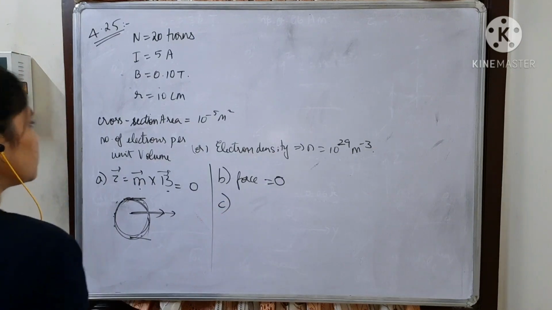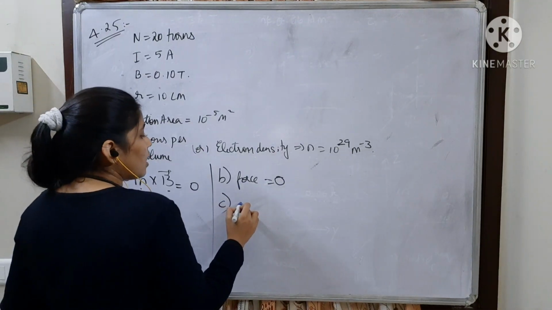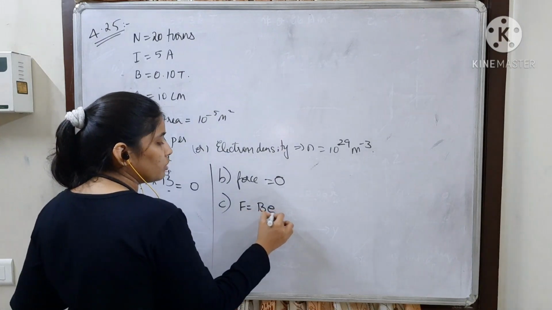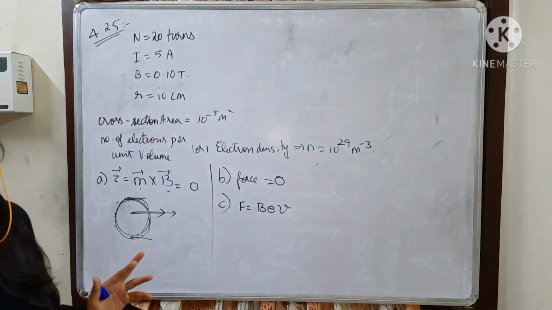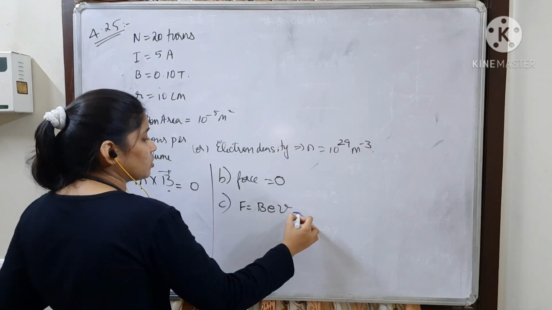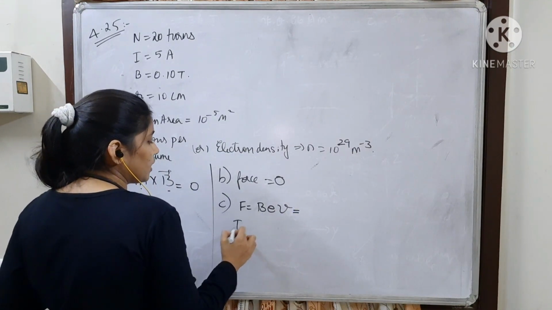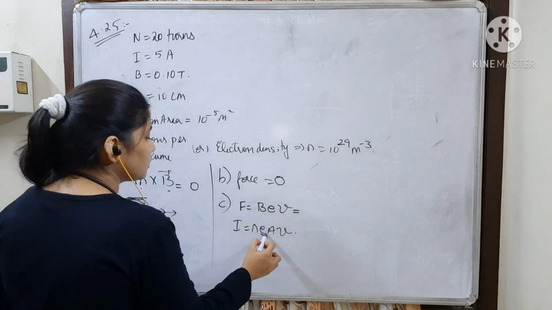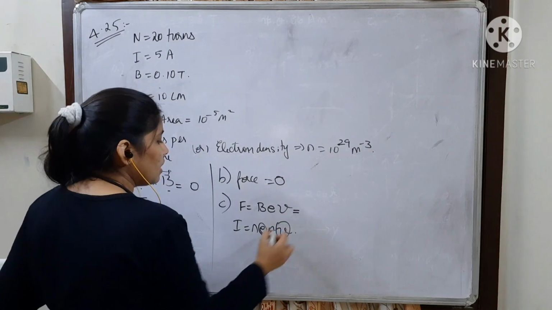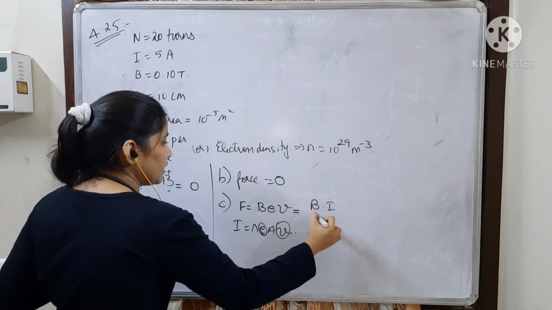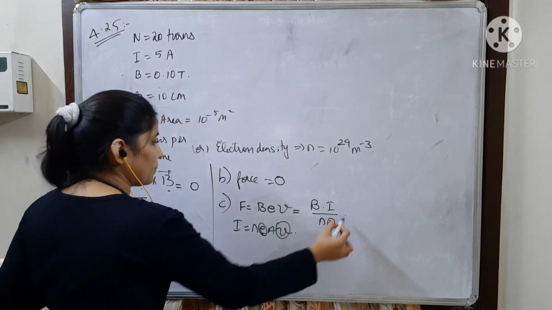And the third thing is, they're asking what is the force on each electron. So the force on each electron will be equal to BeV, that is BQV. And BQV can be equated as, or I can write current as I is equal to nEAV. So in this I can replace eV by I by nA. So I can write B into I divided by small n into capital A.